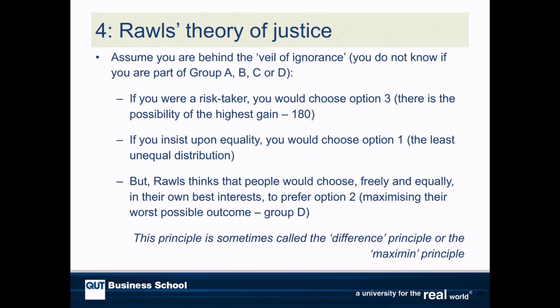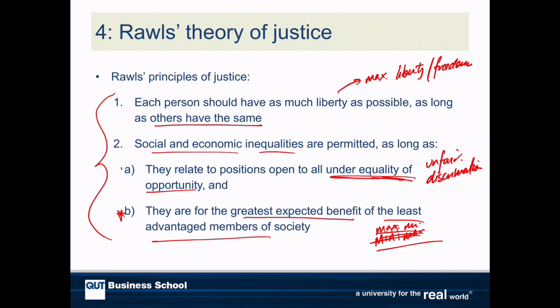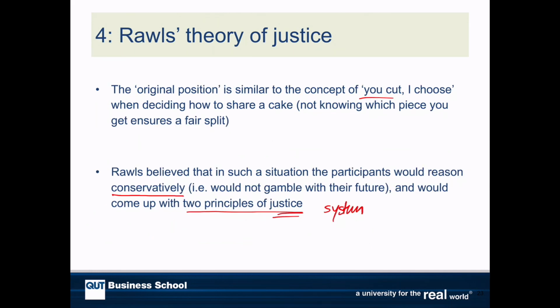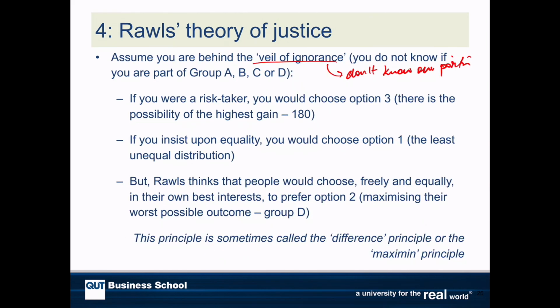So we're going to flick backwards and forwards a little bit to make this point. But if we were behind the veil of ignorance, that says we don't know where we'll end up, don't know our position in society, then if we're a risk taker, we'd choose option 3, right? Because that means we could end up in group A and that would give us the biggest benefit, right? So that would be if we're a risk taker. But remember, Rawls has said that people will reason conservatively. So people won't want to take that risk if they don't know where they're going to end up.